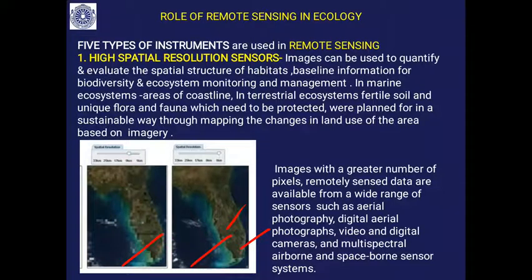In the marine ecosystem, the areas of coastline. Then in the terrestrial ecosystem, what is the amount of fertile soil, what is the unique flora present in that region, what is the nature of the fauna in that region which needs to be protected. All this information can be accessed from a remote place with the help of this technology. So these are useful to implement a sustainable way through mapping the changes in land use of the area based on these images.